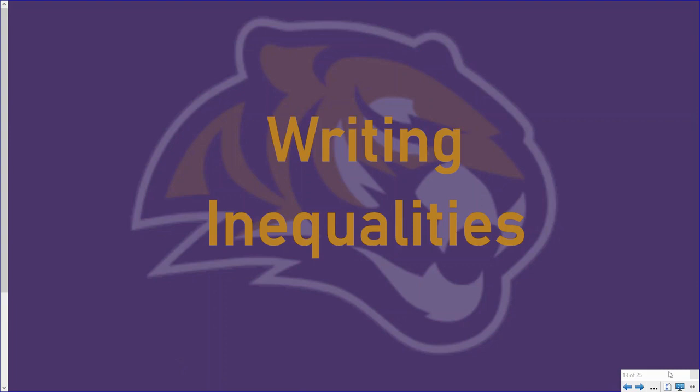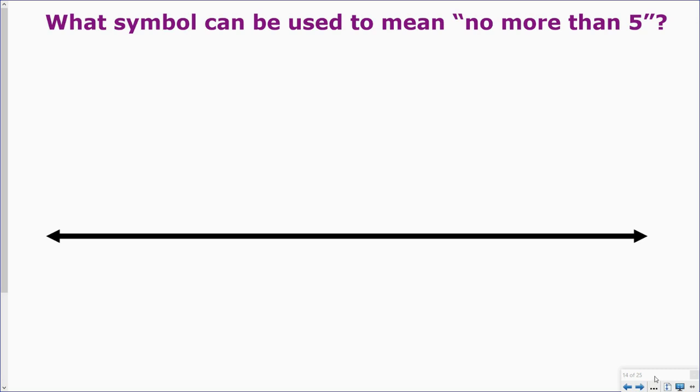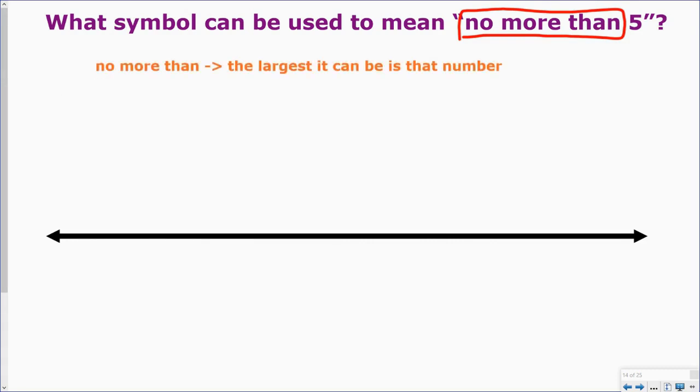In this video, we are going to work on writing inequalities. One thing that we need to look at is what symbol can be used to mean no more than 5. So, we're going to spend a little bit of time looking at what this statement here, no more than, means. One thing that no more than would mean is the largest number that it can be. So, if I have 5 here, 5 is the largest number that I can have.